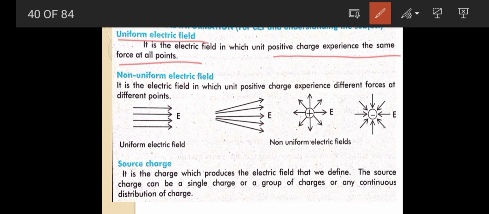Now, the non-uniform electric field is obviously the reverse of the uniform electric field. Here, the electric force experienced by the positive charge is not constant at all positions. At different places in a given field, you will get a different force, in the sense that the positive charge will experience a different force at different points. So that is why it is a non-uniform electric field.